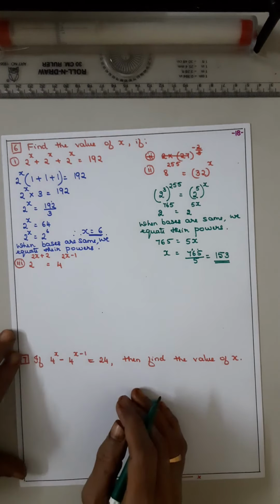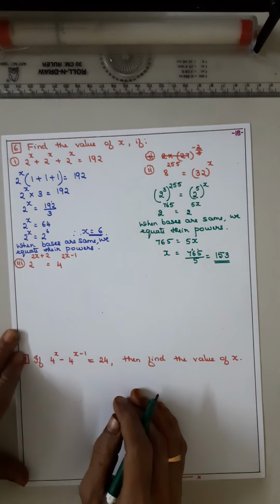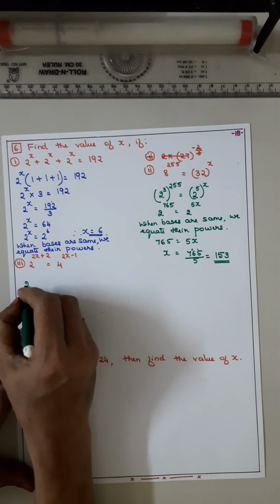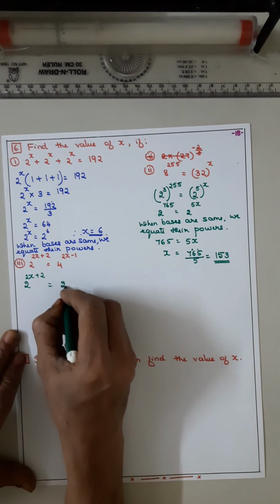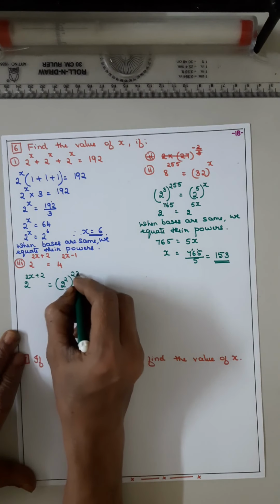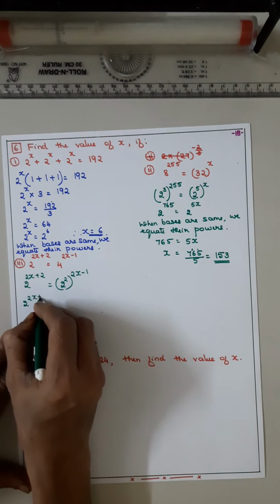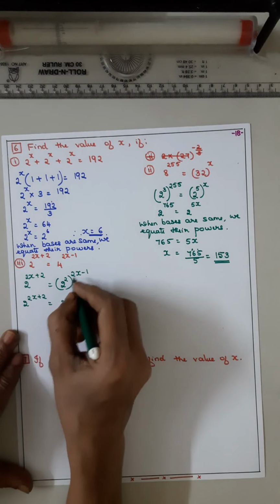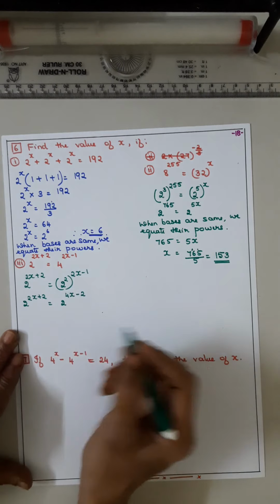Now coming to question number 3. It is 2 to the power 2x plus 2 is equal to 4 to the power 2x minus 1. So same as we have done earlier. Convert this into base 2. That is 2 squared, the whole raised to 2x minus 1. Now it becomes 2 to the power 2x plus 2, and here 2 to the power 2 twos are 4x minus 2 ones are 2.